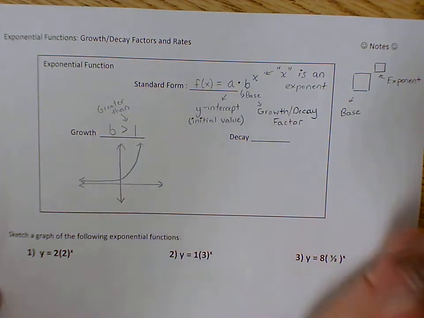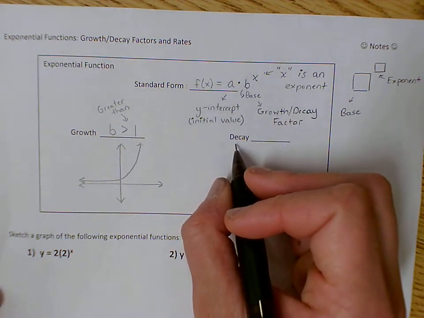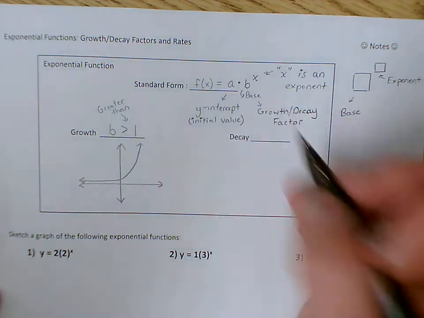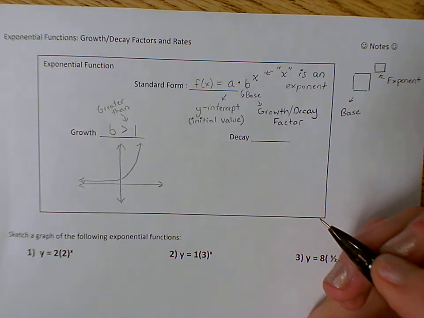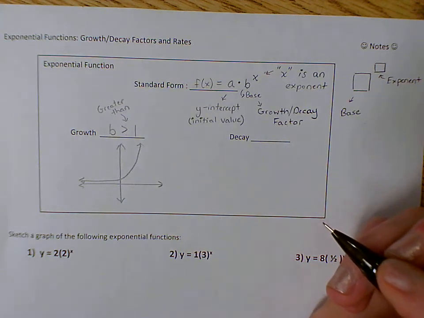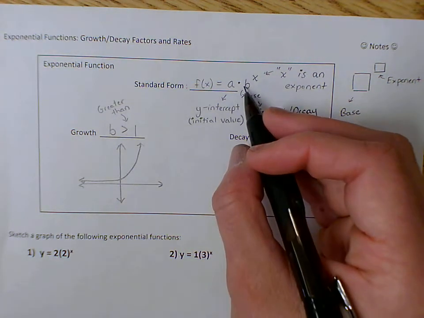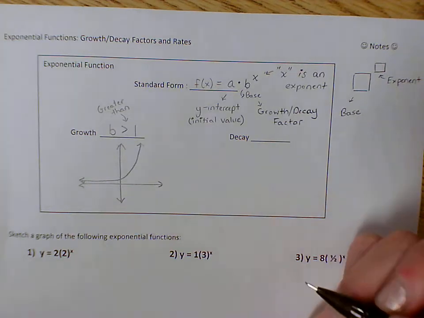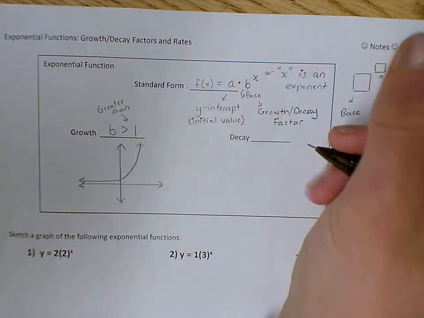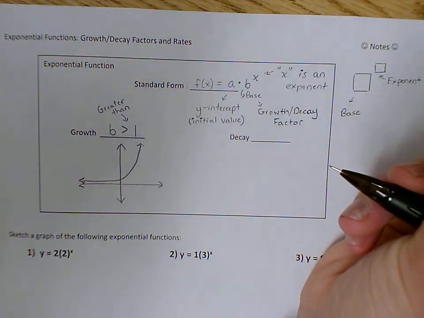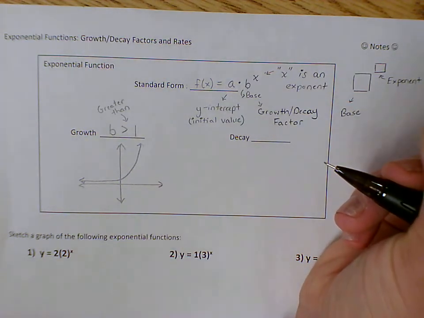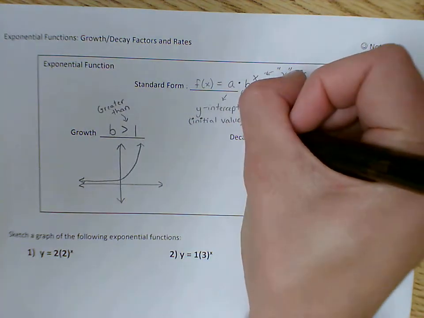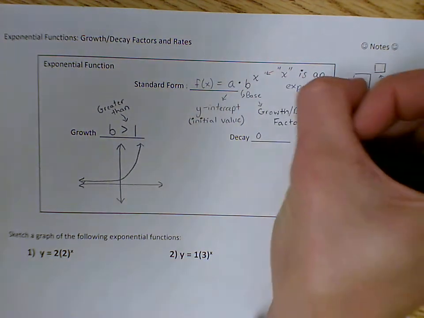Okay, well then what kind of number would make it decay? In other words, go away. Well, think about what numbers you would multiply by that would make something decrease. That would actually be all your decimal numbers. And you've got to be careful when you think about decimals. It's actually the numbers that are between 0 and 1.